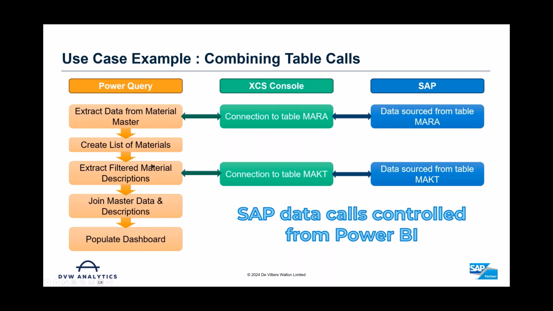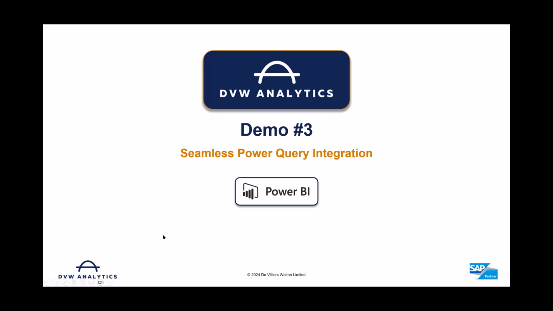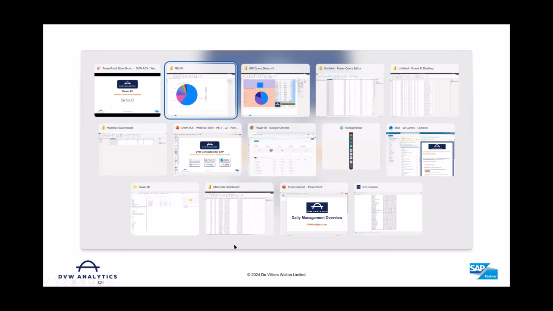SAP provides that information, and then we're in the land of Power BI, Power Query. So we can combine the two data sets, the master data and the descriptions, and then we can populate our output, a dashboard, analyses, whatever it may be. Okay. So let's take a look at what that looks like within Power BI.